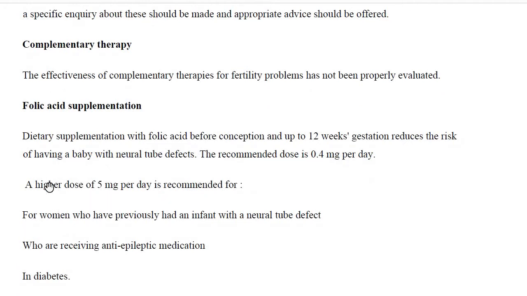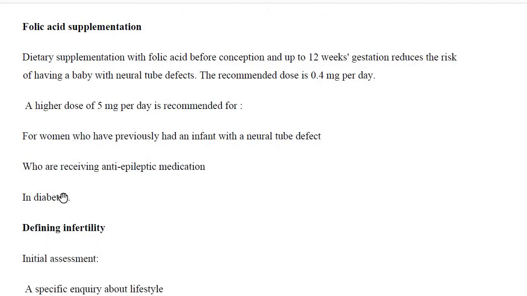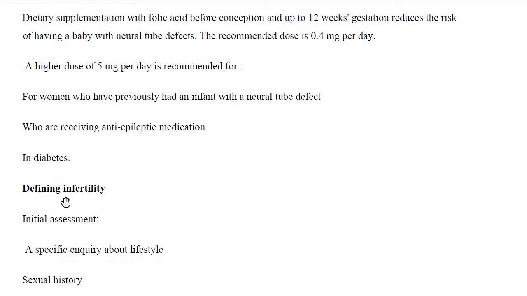Folic acid supplementation: dietary supplementation with folic acid before conception and up to 12 weeks gestation reduces the risk of having a baby with neural tube defects. The recommended dose is 0.4 milligrams per day. A higher dose of 5 mg per day is recommended for women who have previously had an infant with a neural tube defect, women taking anti-epileptic medication, those with diabetes, and those with any malabsorption.